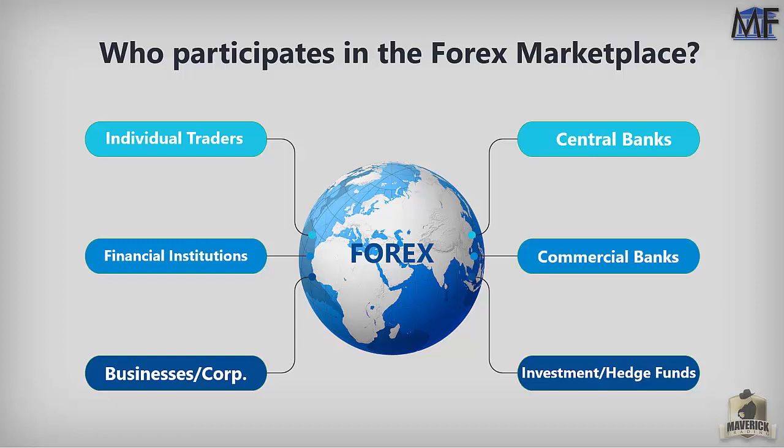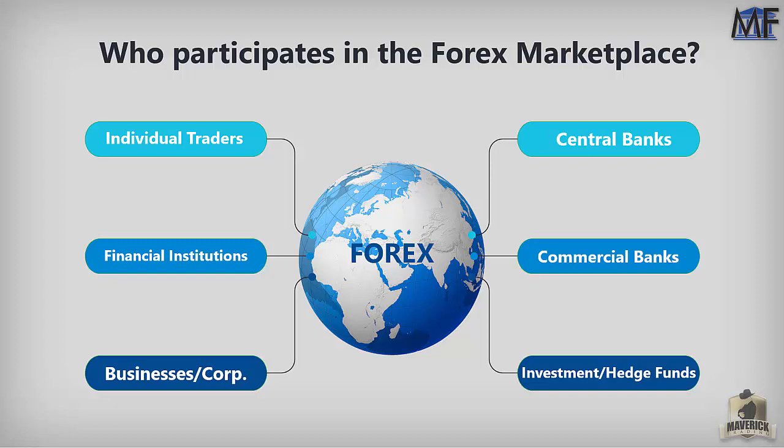So who are the participants in the Forex marketplace? As we talked about, commercial banks. Commercial banks are the main facilitators of the Forex marketplace. However, we have lots of other participants. We have central banks. Now, a central bank is a government-run bank. In the United States, we have the U.S. Treasury. That is the central bank of the United States. In Europe, they have the ECB, European Commerce Bank, central bank. And then in England, we have the Bank of England. In Japan, we have the Bank of Japan.